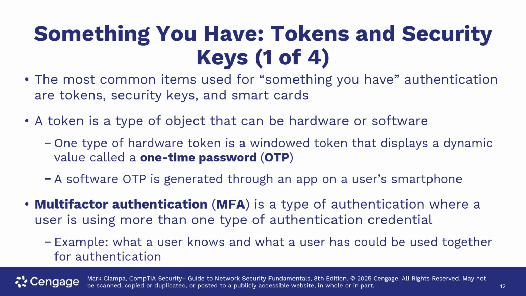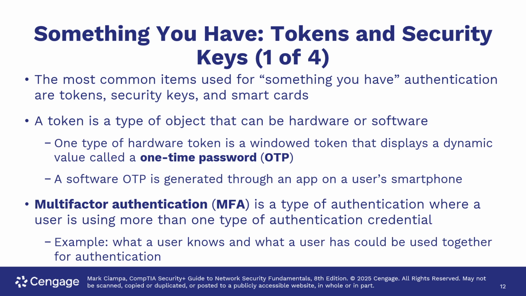And you figure, why does somebody want to spend their time doing that? Well, because gaining access to your account might be beneficial to them. The most common items to use for something you have, authentication, are tokens, security keys, and even smart cards. A token is a type of object that can be hardware or software. One type of hardware token is a window token that displays a dynamic value called a one-time password. A software one-time password is generated through an app on a user's smartphone.